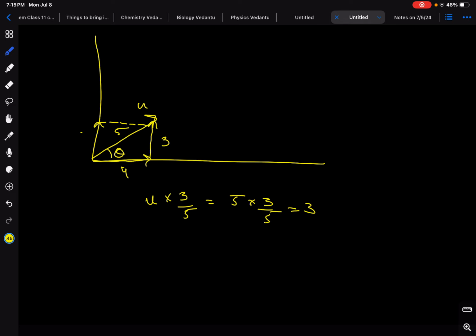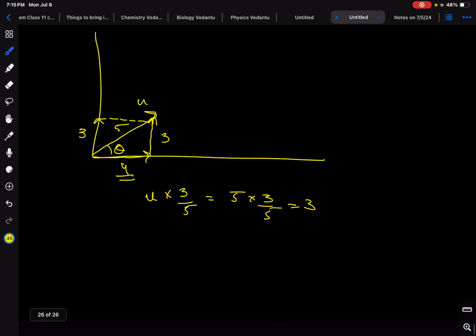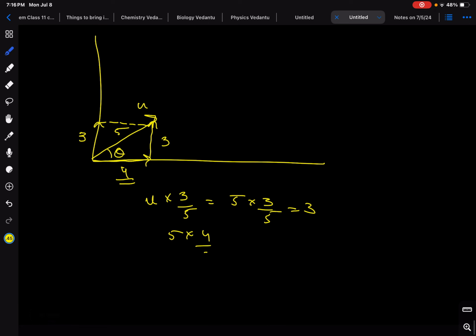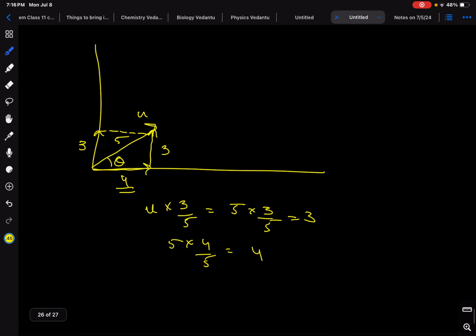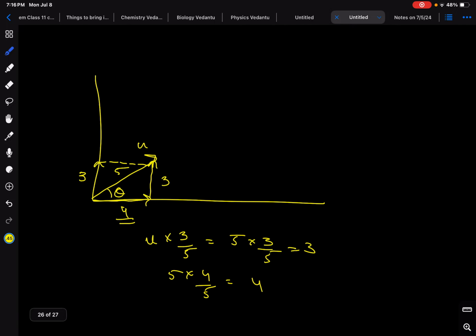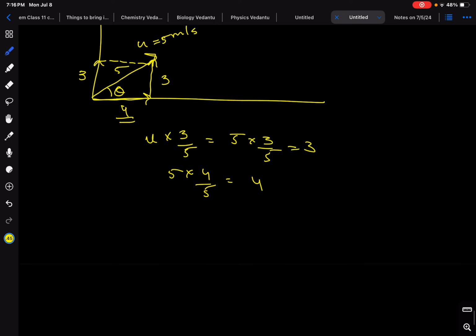So that means this is 3 meters per second. And this is u cos theta. That means it is equal to 5 times 4 upon 5, which is equal to 4. So that is just an example if u is equal to 5 meters per second. Alright, so now let's find out the total time, range and height of a projectile.